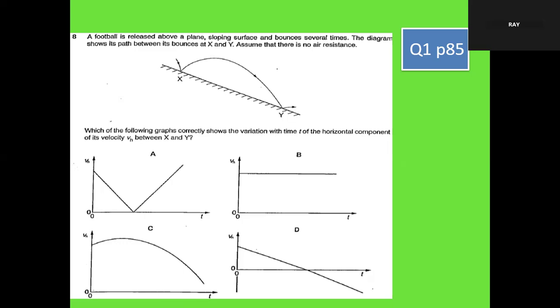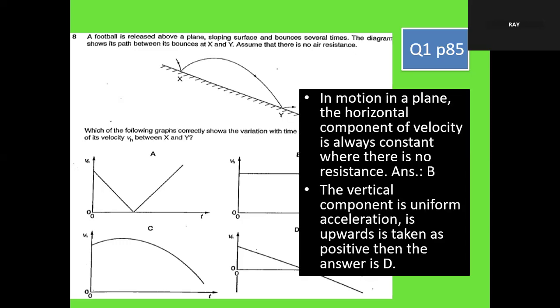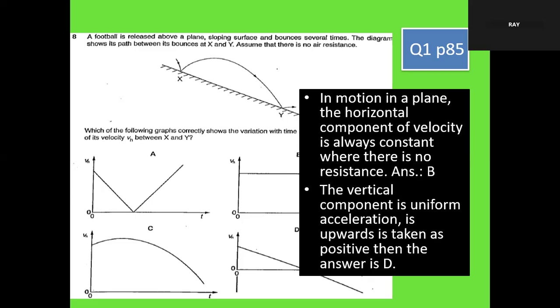Horizontal component. So is it moving? It's bouncing. This one is just testing whether you understand what is happening. It's B. Horizontal component constant. Yeah, it's B. If it's the vertical component, then the answer is different.